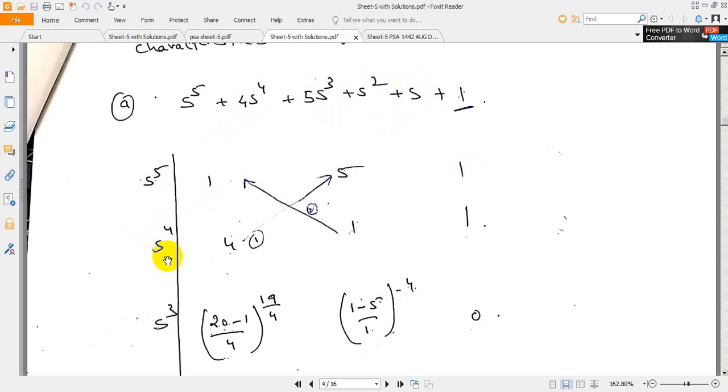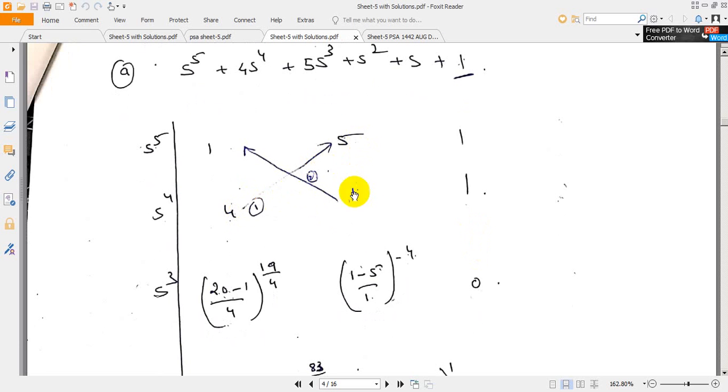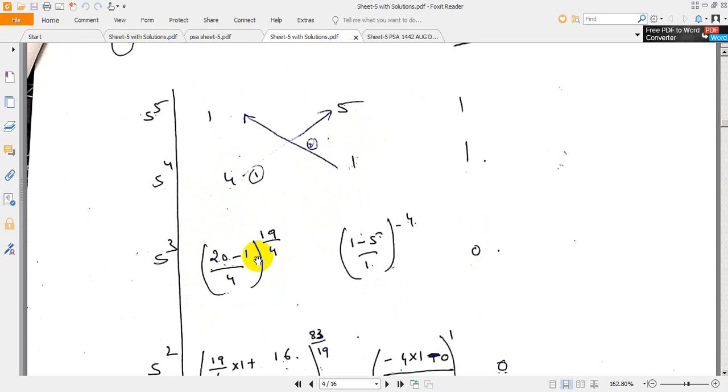Now the second row is S power 4. For S power 4 the coefficient is 4, then the alternate term S square has coefficient 1, and then the constant is 1. Now we will cross multiply and divide by the parameter just above this. So 1 into 1, 4 into 5 is 20, minus 1 into 1 is 1, divided by 4, which is just above this. You will get 20 minus 1 by 4, the resultant is 19 by 4.